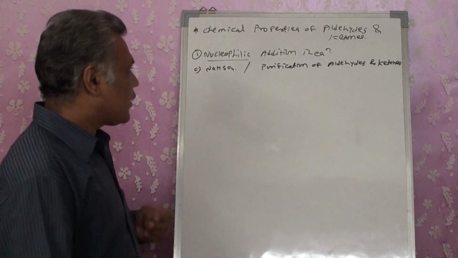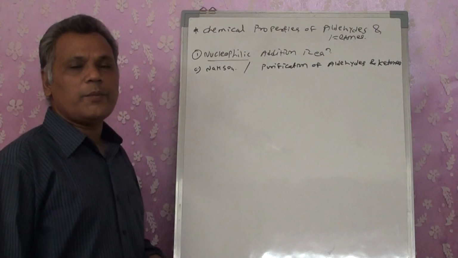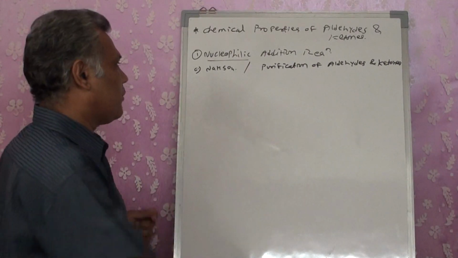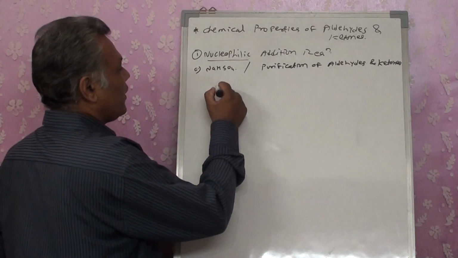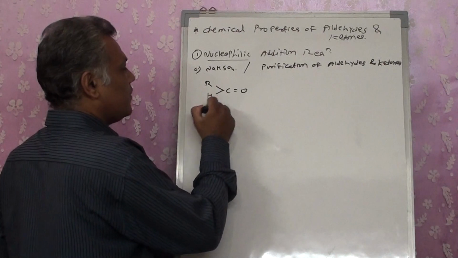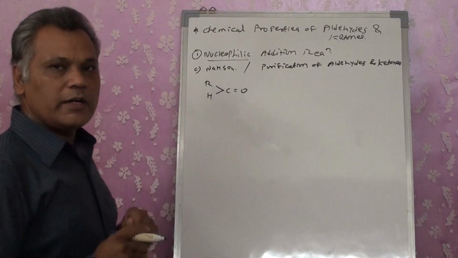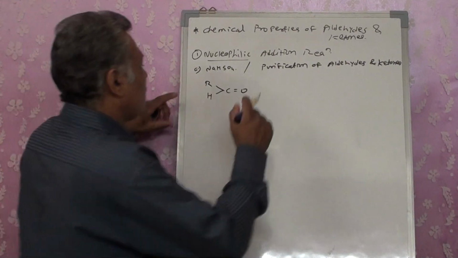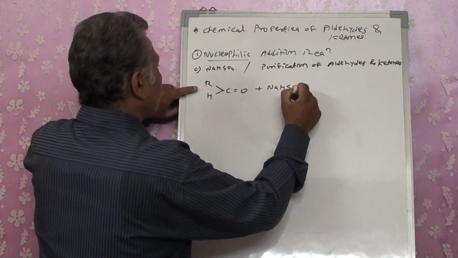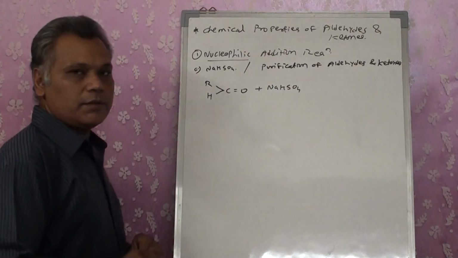Now let's check the reaction, why we term it as a purification also or nucleophilic addition, how the reaction will take place. Now we have a carbonyl group, maybe aldehyde. First of all we will go for aldehyde and then we will go for ketone. We will have NaHSO3 to react with it.